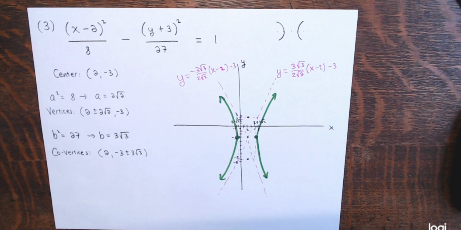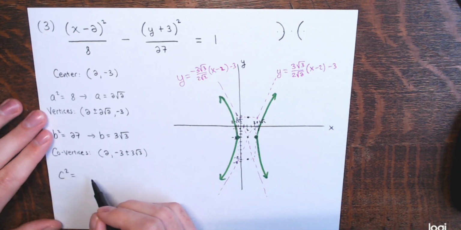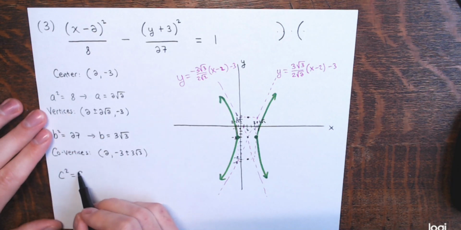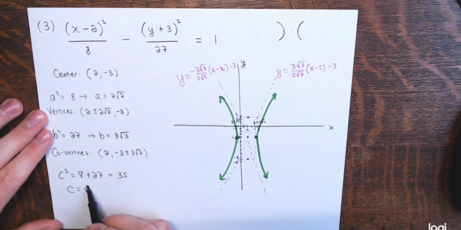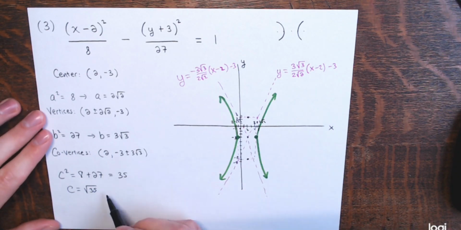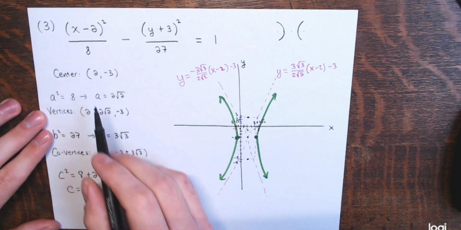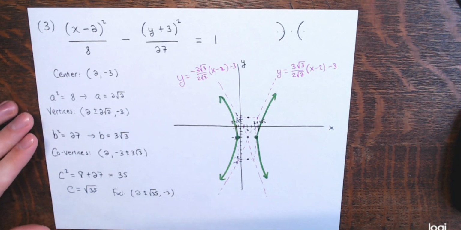And then for the foci, I need c. c squared is a squared plus b squared, 8 plus 27. 8 plus 27 is 35, right? So c is the square root of 35, which is a little less than 6. So the foci here are, again, I take the x coordinate of the center and add and subtract the square root of 35. Keep the same y coordinate, that's right and left of center.